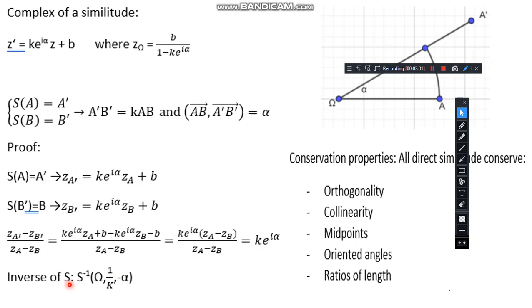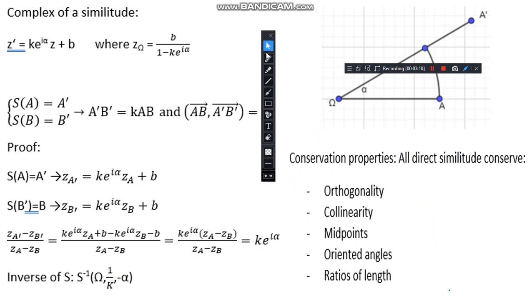The inverse of a similitude has the same center omega, but instead of k you have 1 over k, and instead of alpha you have minus alpha. So in that case, s ∘ s inverse of any point A is equal to A, the same point. And if you do s inverse ∘ s of A, it is also the same.